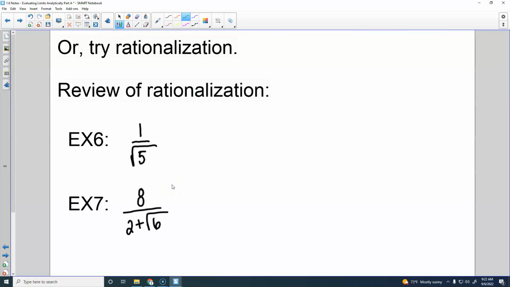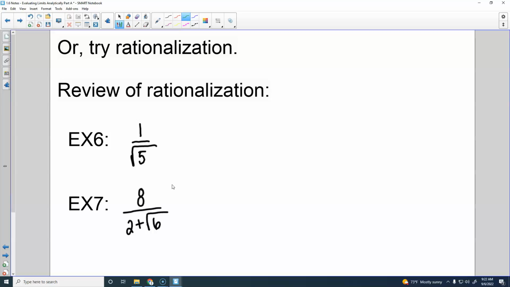All right, so that is one type of problem that we are going to see where we can factor and cancel. So we've looked at direct substitution, we've looked at factoring and canceling. Let's do a quick review of how to rationalize a root, and then we're going to talk about rationalization.